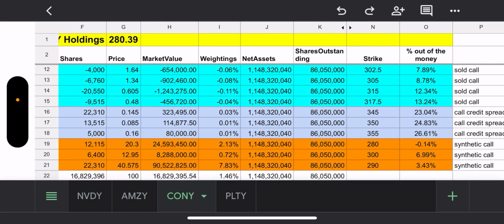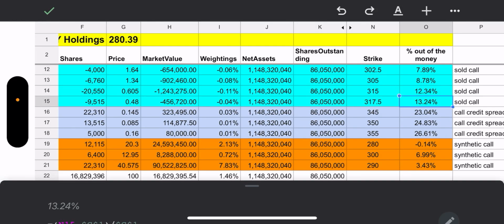YieldMax, 4,000 contracts, 302.50 strike price, 7.89% out of the money. 6,760 contracts, 305 strike price, 8.78% out of the money. 20,550 contracts, I'm sorry, 315 strike price, 12.34% out of the money. 9,515 contracts, 317.50 strike price, 13.24% out of the money.